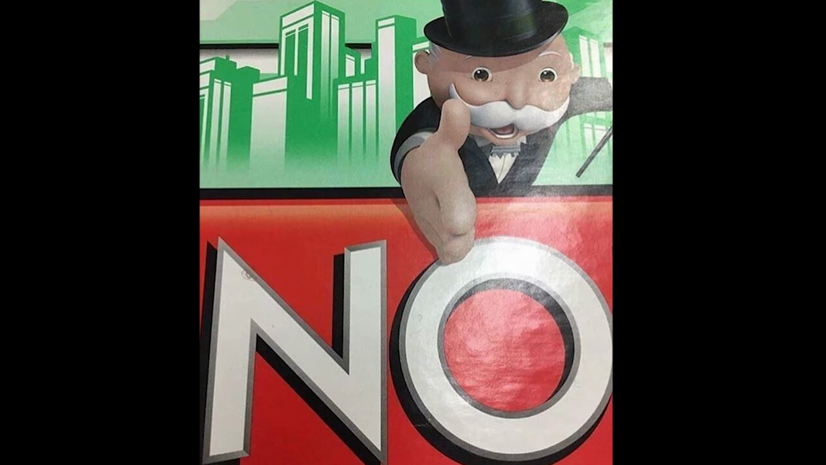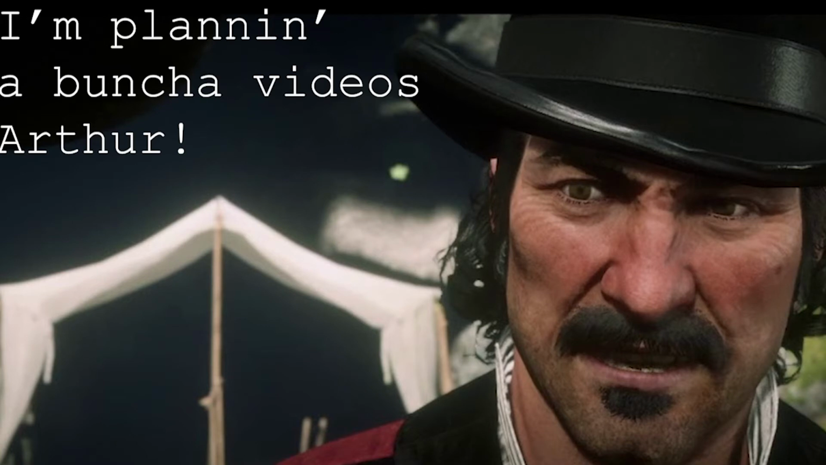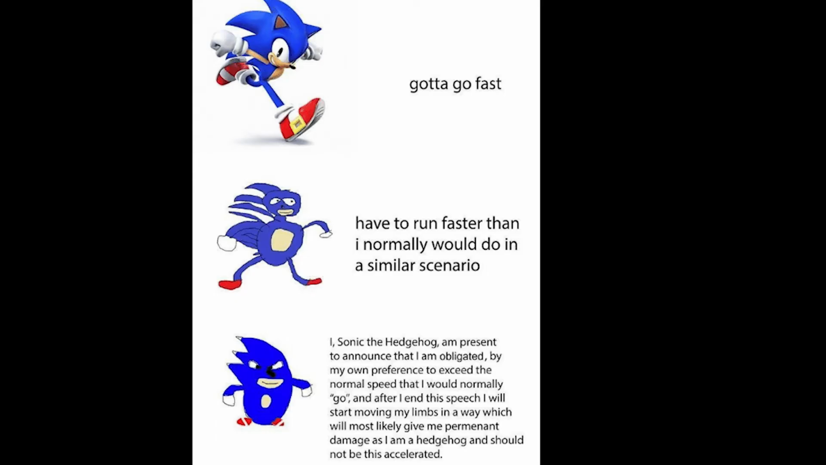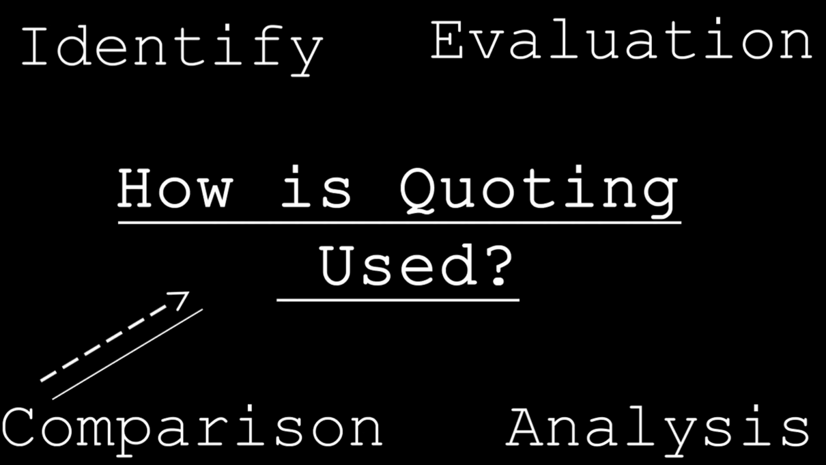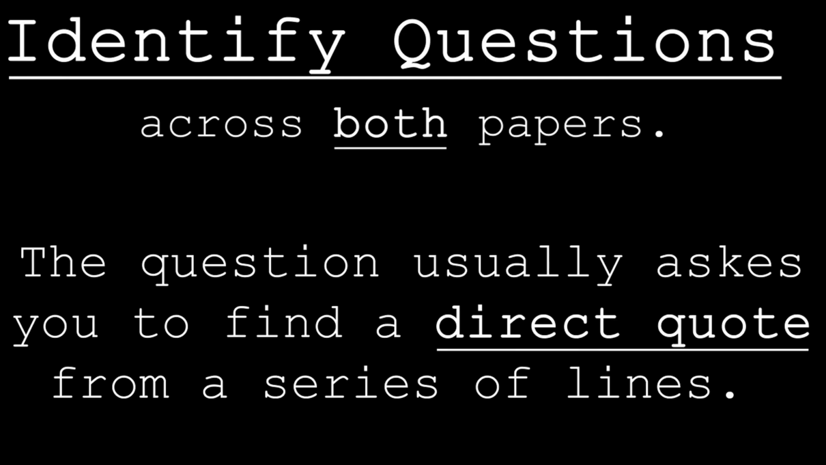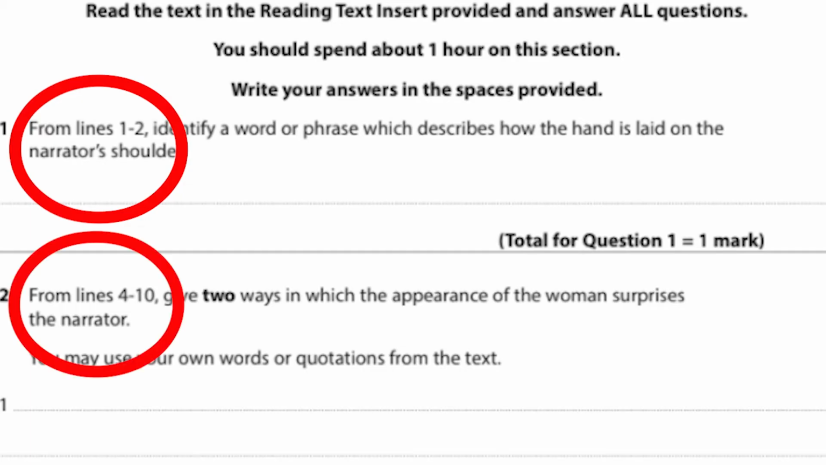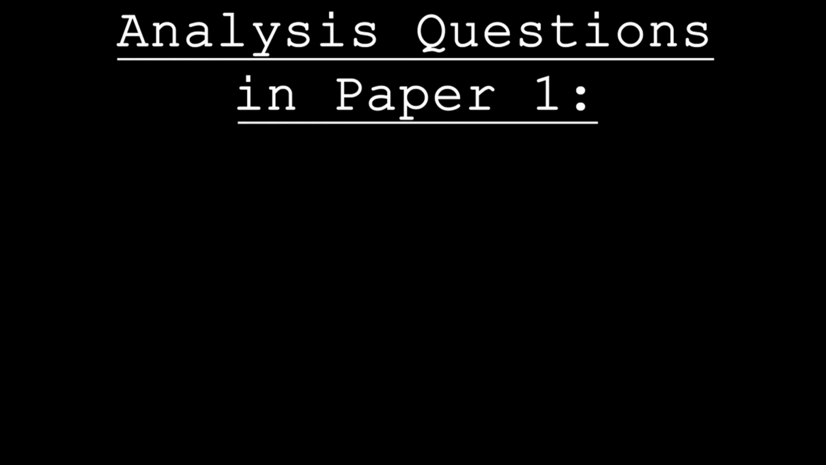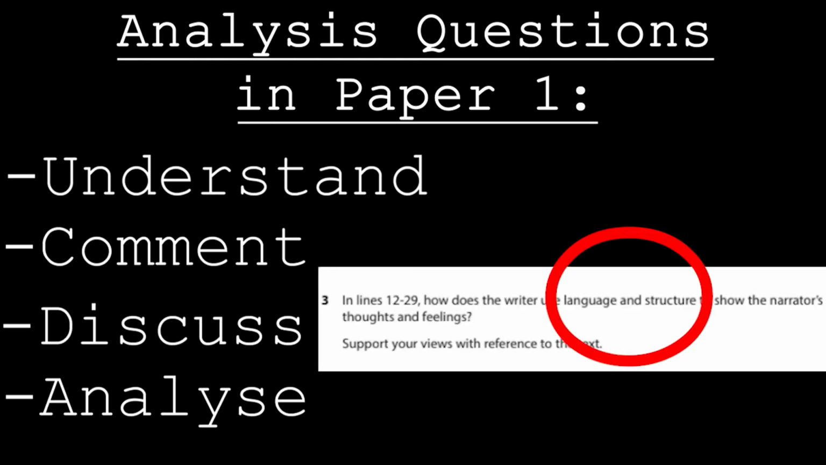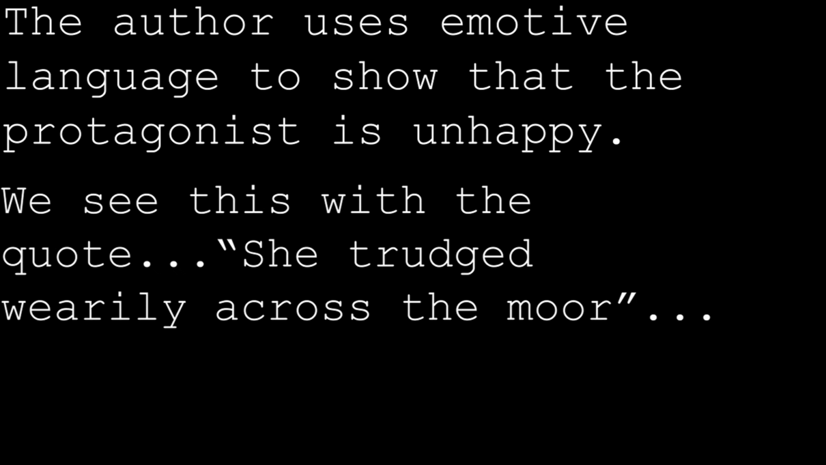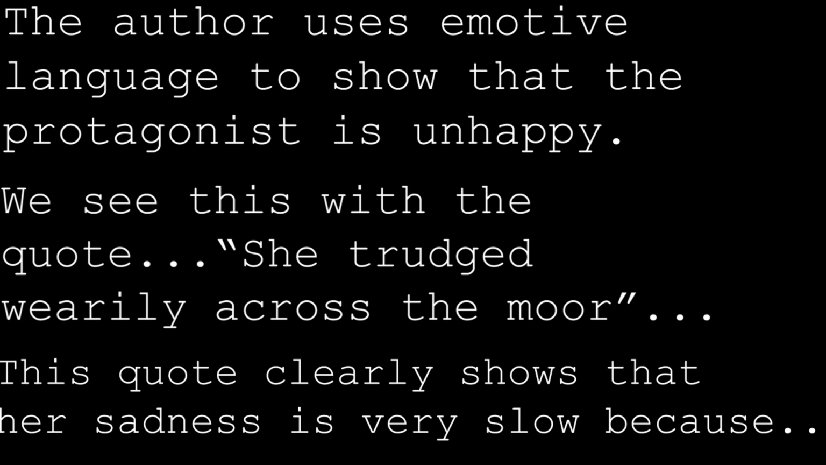Now, I'm not going to go into too much detail because I'm planning to do larger videos focusing on each question individually. Really quickly though, let's run through each question type and how quoting is used. For identify questions across both papers, it usually asks you to find a direct quote from a series of lines. Analysis in paper 1 requires you to understand, comment, discuss and analyse a certain aspect of the text across a selection of lines, with you quoting/evidencing the parts of the text as a key aspect.